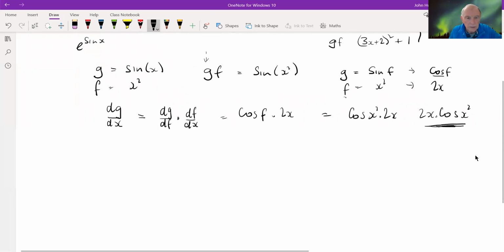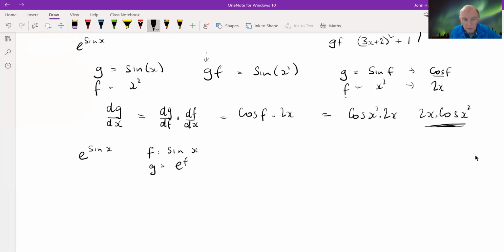Let me just do another example, shall we? Okay, so what about, let's go back to this original example here, e to the power of sine x. Here what we've got is our f is sine x, and our g is e to the power of f.